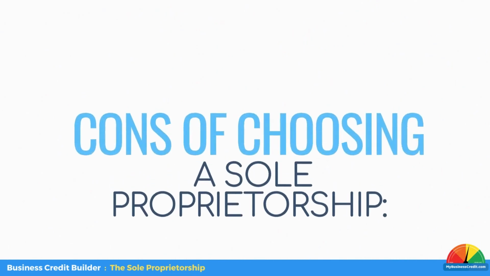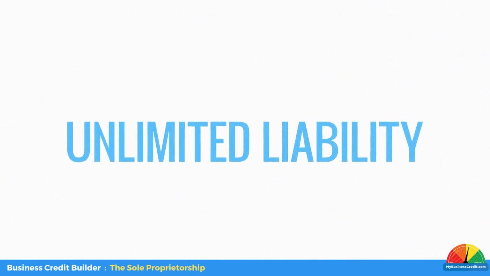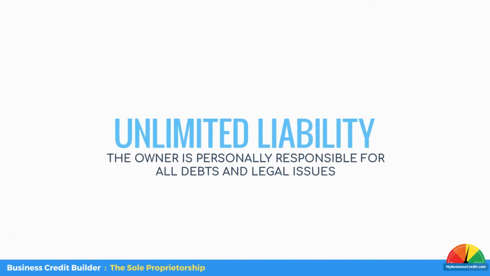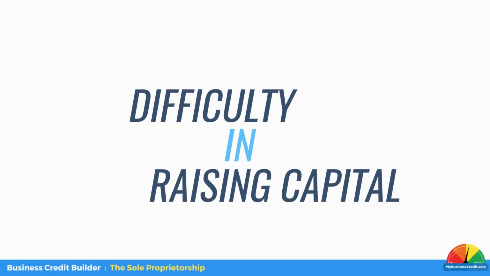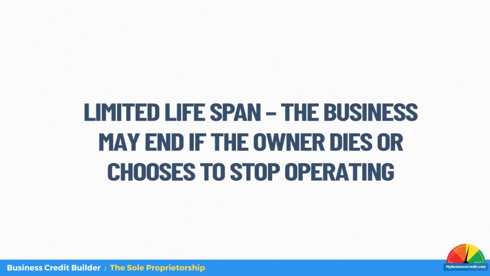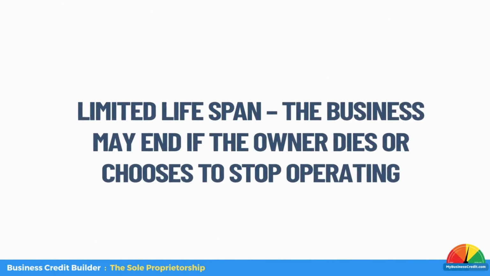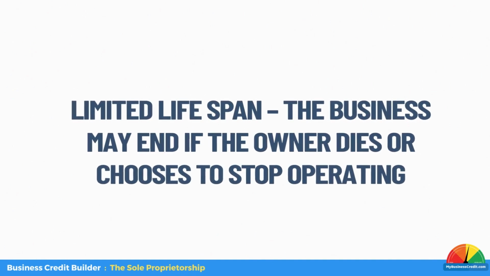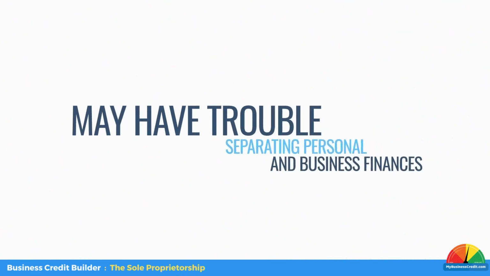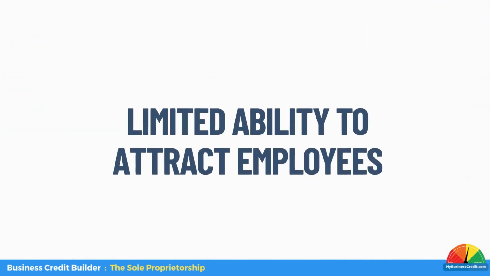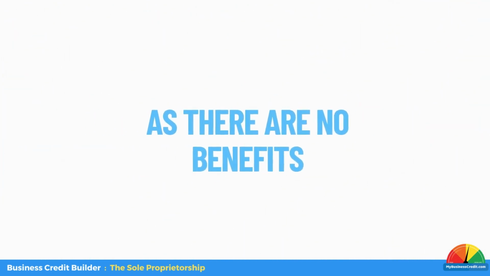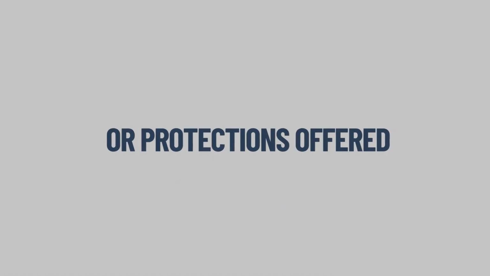Cons of choosing a sole proprietorship: unlimited liability. The owner is personally responsible for all debts and legal issues. Difficulty in raising capital. Limited lifespan. The business may end if the owner dies or chooses to stop operating. May have trouble separating personal and business finances. Limited ability to attract employees, as there are no benefits or protections offered.